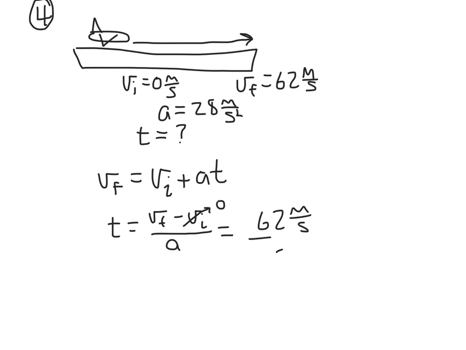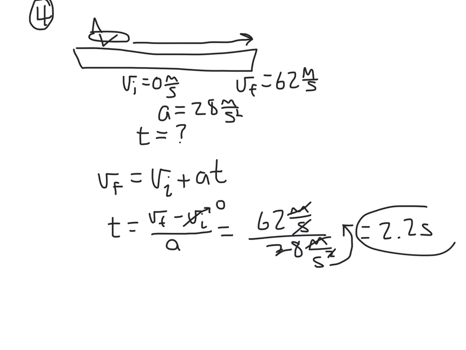So we have 62 meters per second divided by 28 meters per second squared. Notice how the meters cancel. The second cancels with that square second, since it's in the denominator of a denominator, moves up. And we end up with seconds. So by looking at the units, we know that we did the problem correctly. 2.2 seconds.